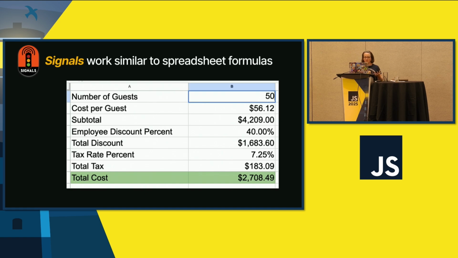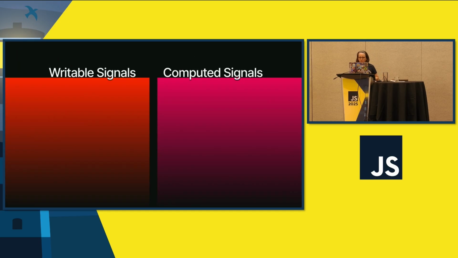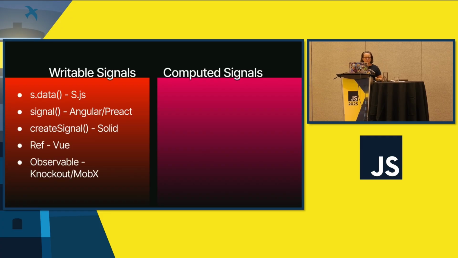All right, if we look again at the spreadsheet example, signals work very similarly to spreadsheet formulas. A lot of us have written spreadsheet formulas at some time, maybe in college, maybe at a job, maybe just because you're a dork like me and you have a mortgage amortization table that calculates how much you still owe on your house. But there are two different kinds of signals, really. There are a couple of different kinds, but for the basic pieces, we have writable signals.